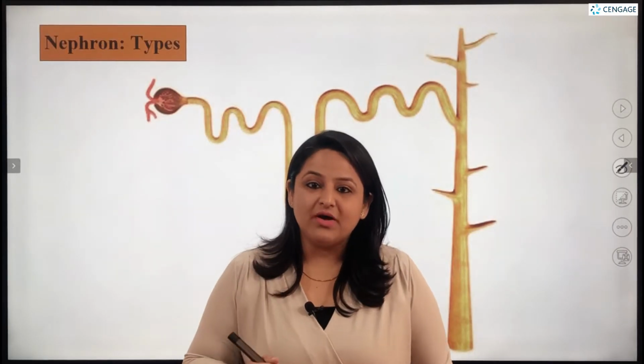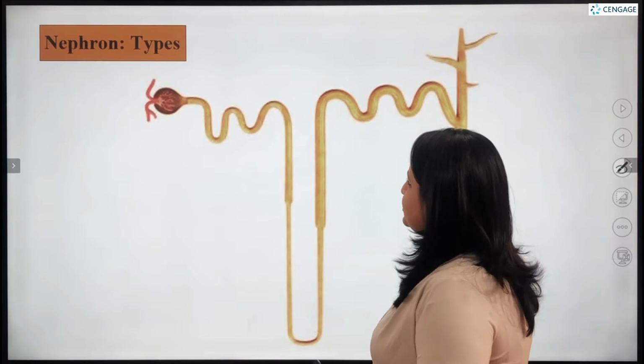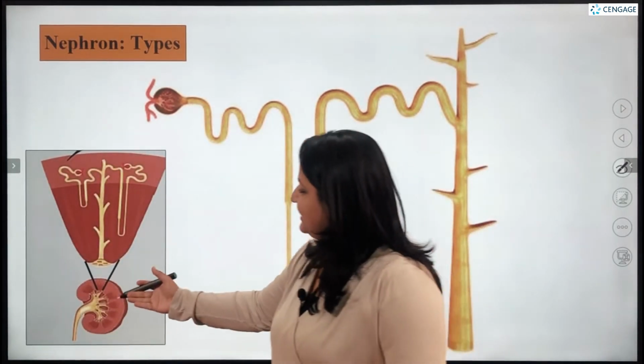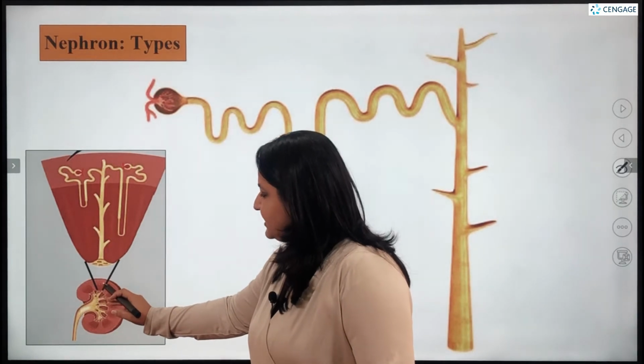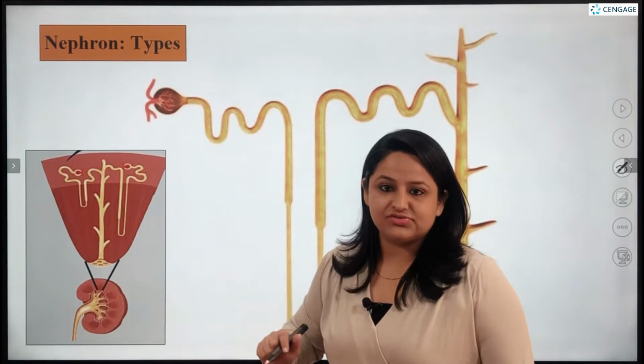We will now talk about the various types of nephrons. So we can see over here, this is the whole structure of the nephron. We have already studied about it. Now if we look at this part of the kidney, if we take the section of the kidney, this is how the nephrons are arranged.